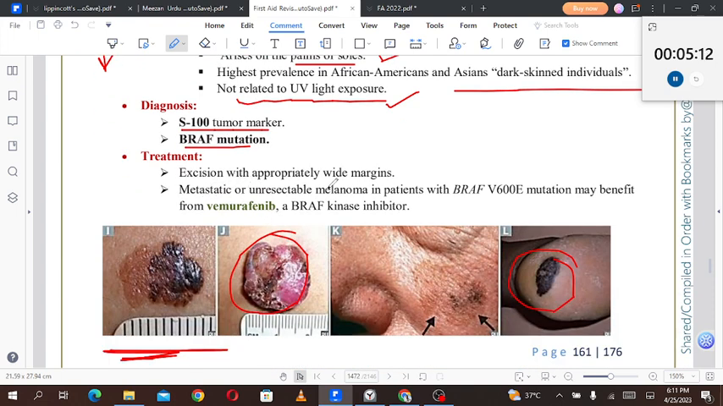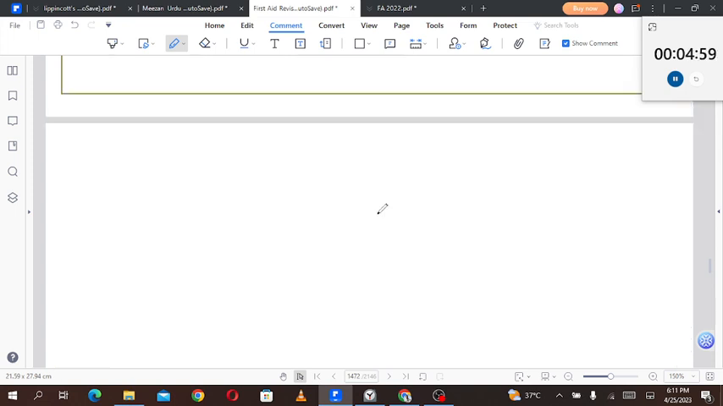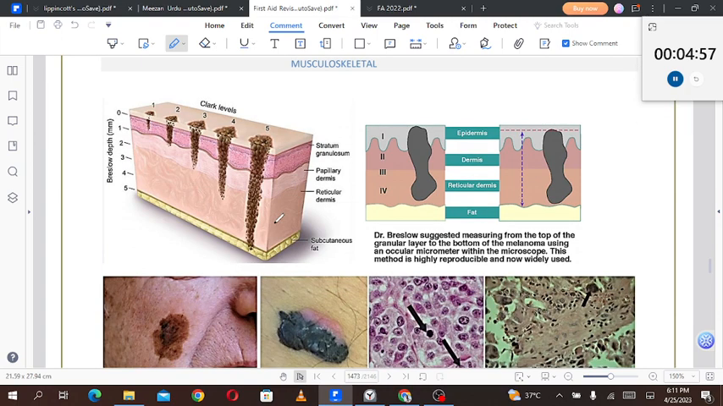Treatment is excision with appropriately wide margins because we don't want to leave any part of the melanoma on the skin. Metastatic or unresectable tumor in the patient with a BRAF V600E mutation may benefit from vemurafenib, a BRAF kinase inhibitor. So here is a picture of the malignancy potential or prognostic values of the melanoma.